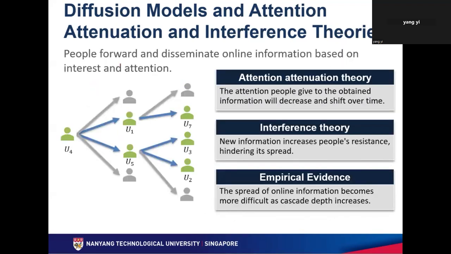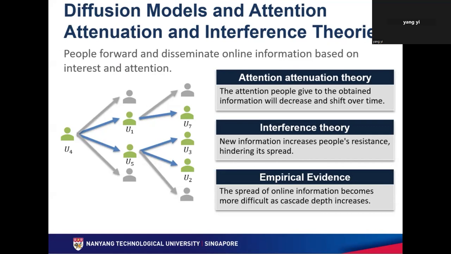For this paper, they propose that people will forward and disseminate online information based on their interest and attention. This kind of behavior, or human thinking, is backed up by two psychological theories. According to the theories, the attention people give to the obtained information will decrease and shift over time. Also, new information will increase people's resistance to the previous information, and the spread of information may be hindered. This kind of human behavior also has empirical evidence to back it up.